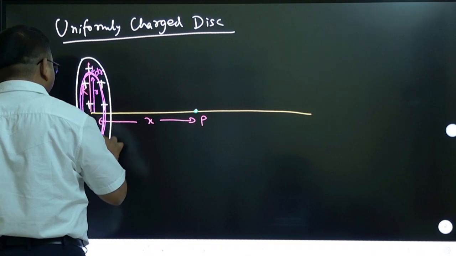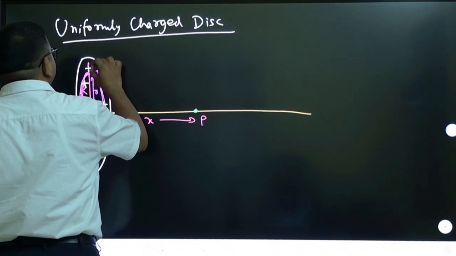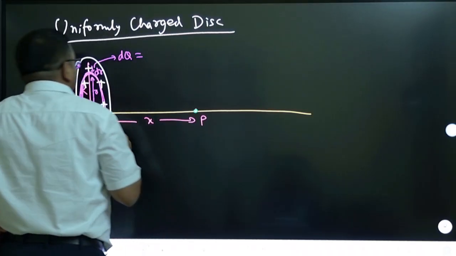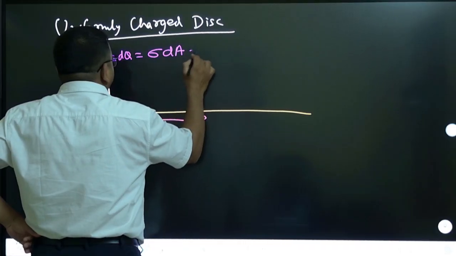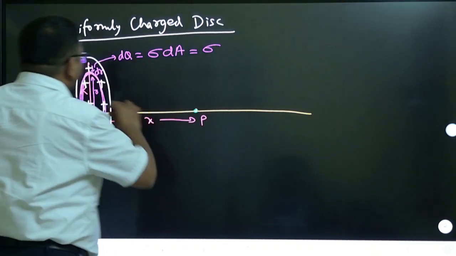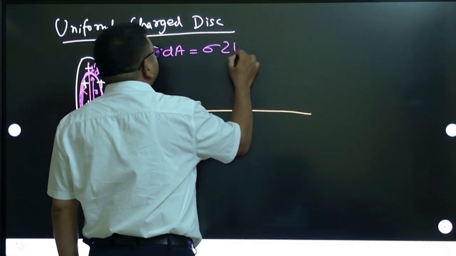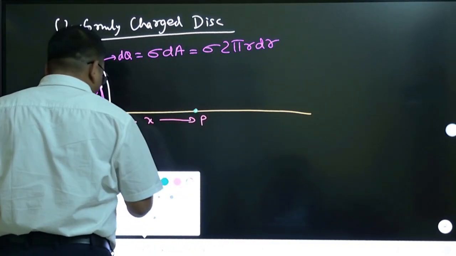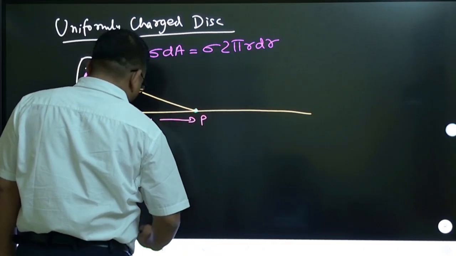So what will be the charge here? The charge of this element dq can be written as sigma into dA. Sigma is the charge density. Area will be 2 pi r into dr. Okay, this is the area. Now this will be creating a field here, right?